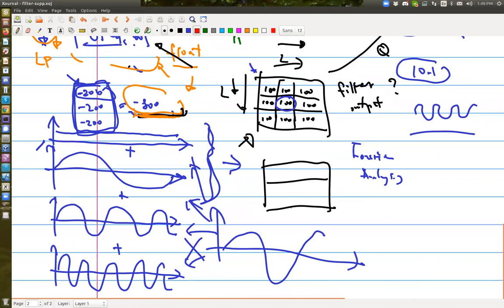Any further question with the low pass and high pass, low frequency and high frequency? Is that a little bit clearer now? So again, I have a signal, you can think of it like, yeah.